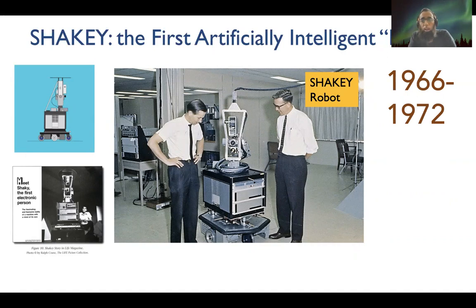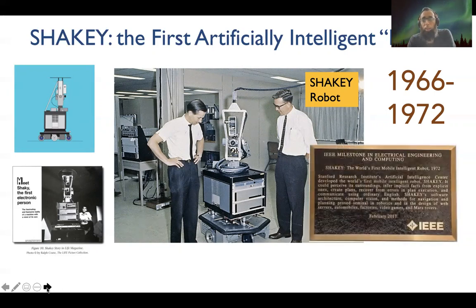Many of the things that we now find in modern self-driving cars, the ability to map and locate yourself on the ground, to find a path to the destination, to avoid obstacles, to interact in natural language, many of these were first pioneered in this project. Because of this, the project was given an IEEE milestone award, which honored it as the world's first mobile intelligent robot. And like I mentioned before, robotics and AI have gone hand in hand.